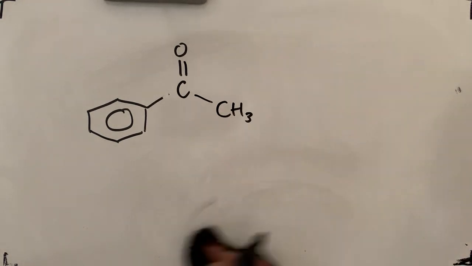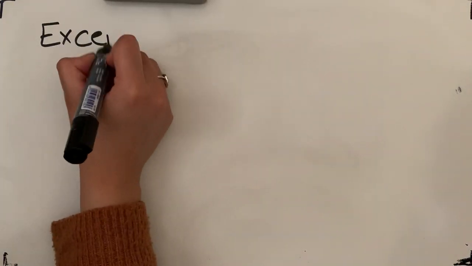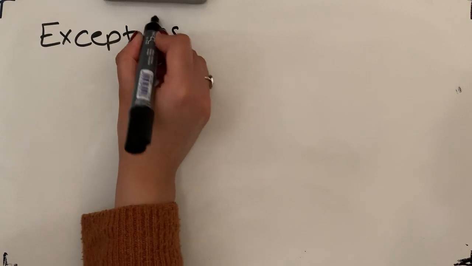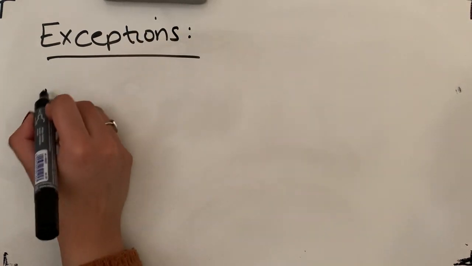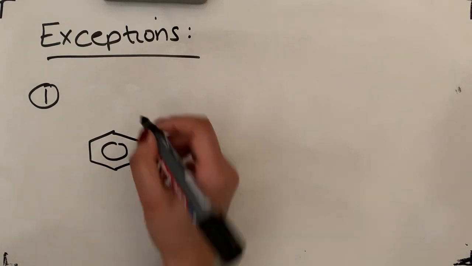So that's the general rule. There are exceptions to these rules. So the ones that you can't name, you just have to memorize the names. There are 3 exceptions, so we're just going to have to memorize these names. The first one being this compound over here.